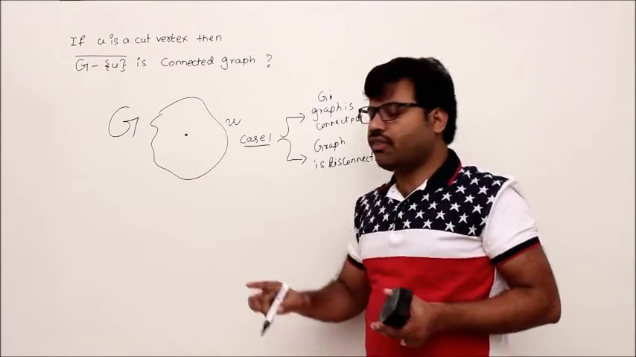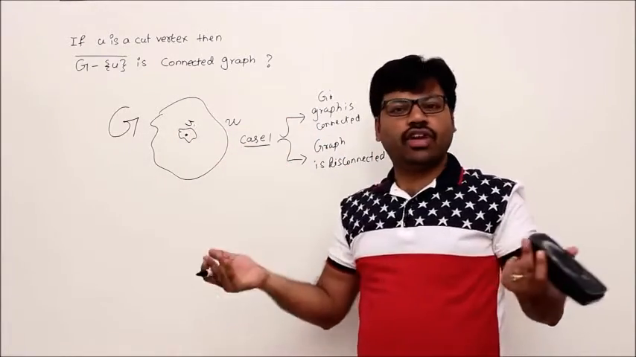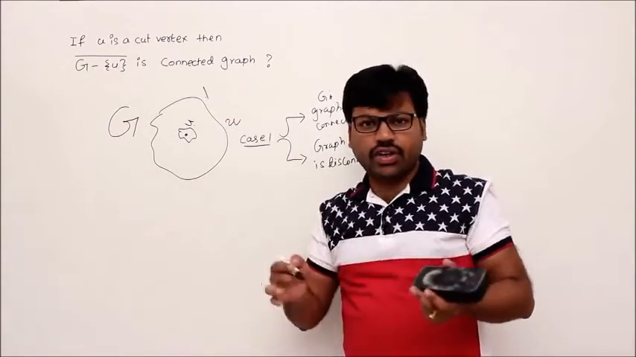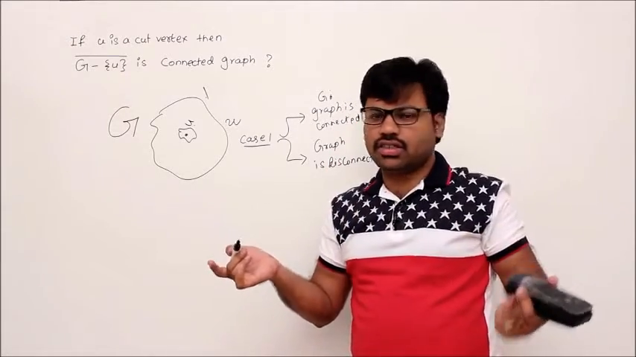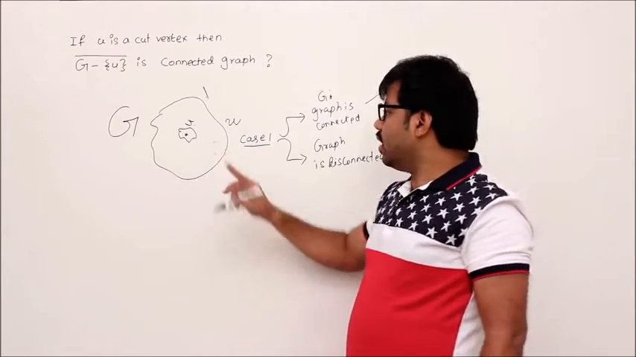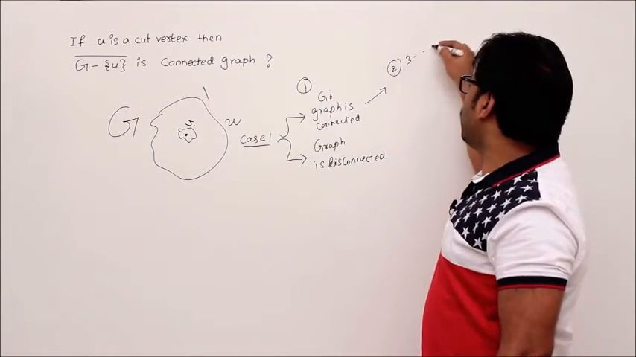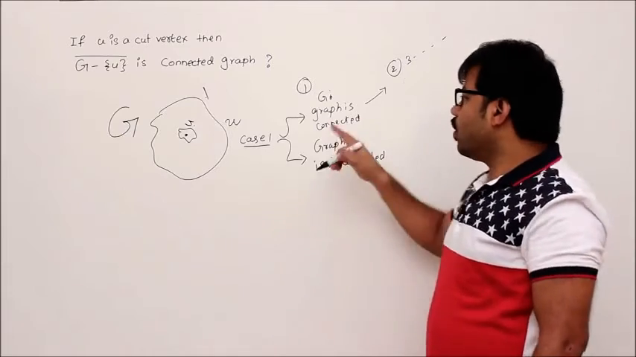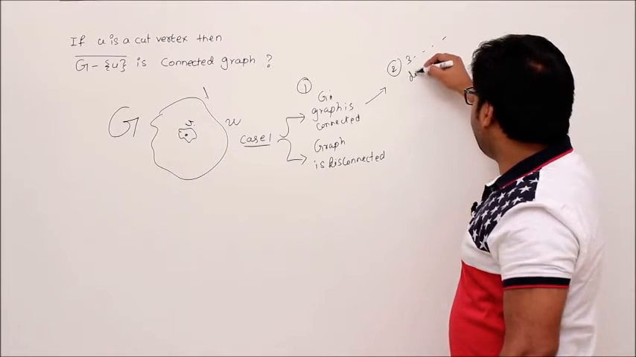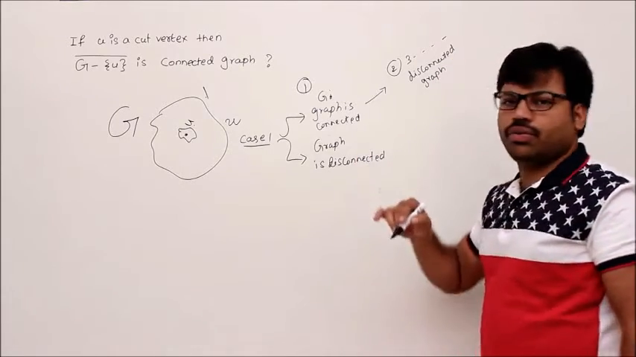In the first case, when the graph is connected, if vertex u is a cut vertex, what happens? If you remove it, the graph will definitely be disconnected, because when there is only one component, the property of a cut vertex is that it increases the number of connected components. If it increases, then it will become 2 or 3 or so on. So what I want to say is, your resultant graph after removal of vertex u is a disconnected graph. So you should remember that. So finally we are getting a disconnected graph after removal of u.